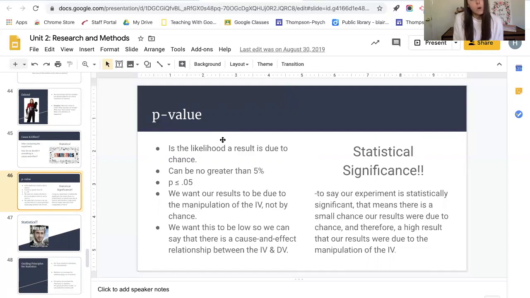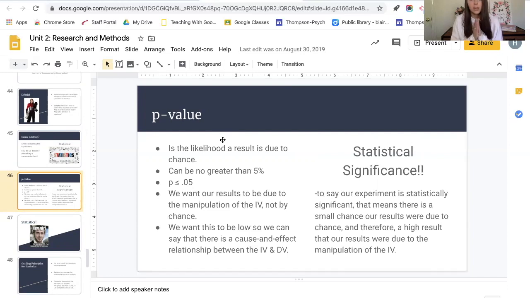But if it's more than that, we can't say that our results are significant, and we can only say that they are due to something else. And so we want the p-value to be low so we can have that cause and effect relationship between the independent variable and dependent variable. So just really make sure that you know what the p-value is.